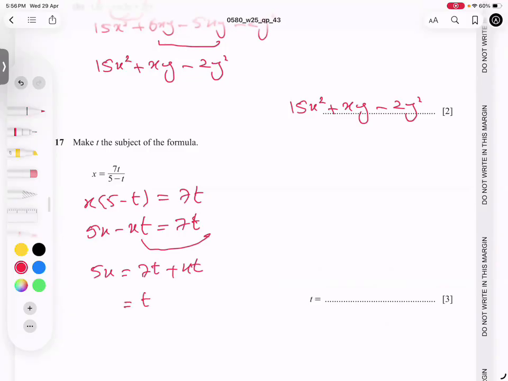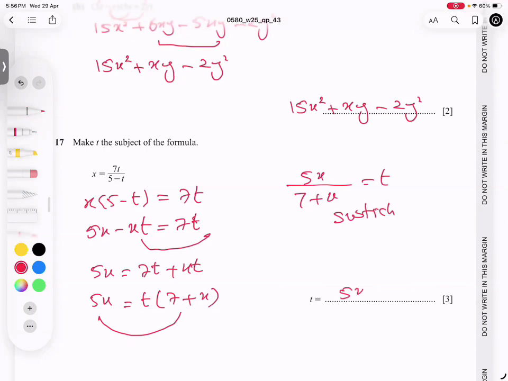What is common from here is t common, with 7 plus x left behind. Multiplying and dividing, it means t equals 5x over 7 plus x. So you can leave it here, or switch it: left becomes right and right becomes left.